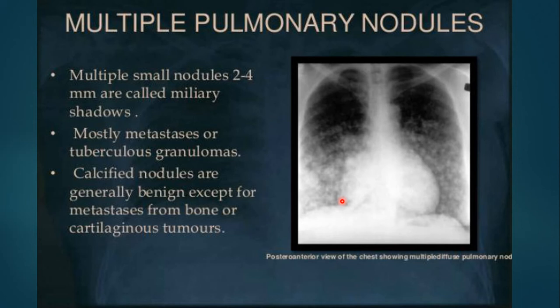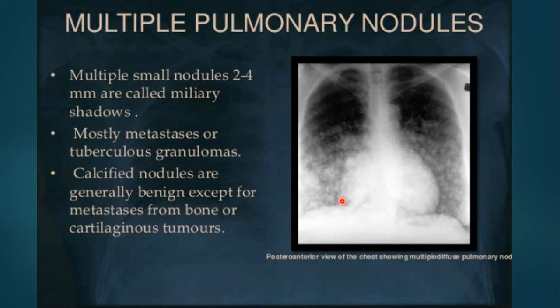If you see multiple nodules, most commonly, it is metastasis. Less likely to be tuberculous granulomas. Most of the times, multiple lung nodules are metastasis. Less likely to be tuberculous granulomas. Calcified nodules are generally benign except for calcification of bone, meaning osteosarcoma, or cartilaginous tumors like chondrosarcoma.